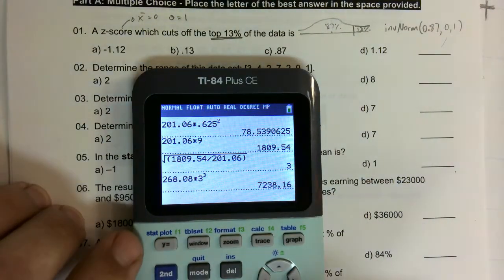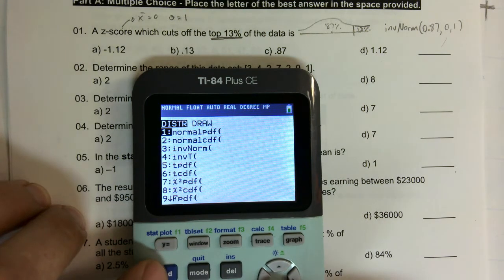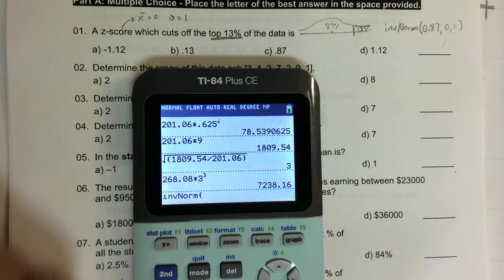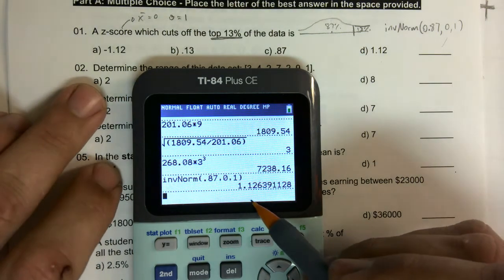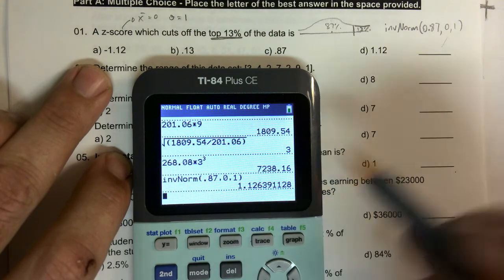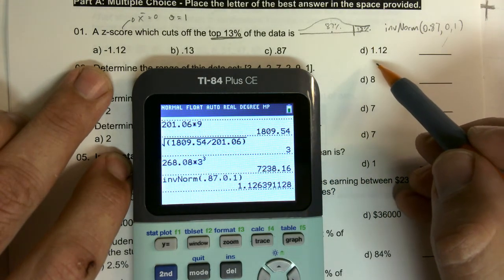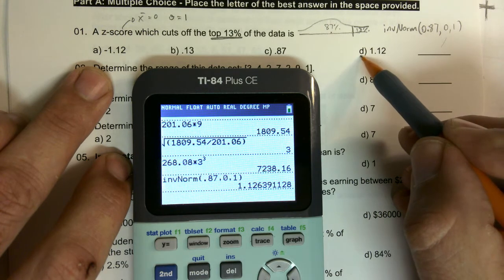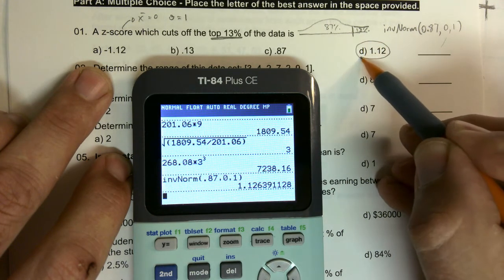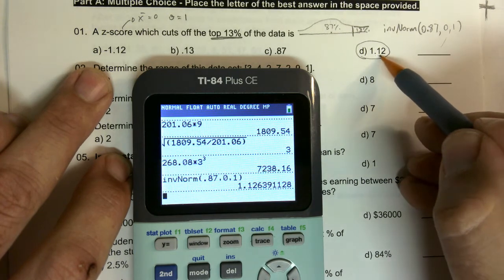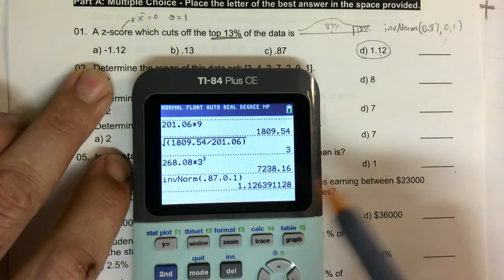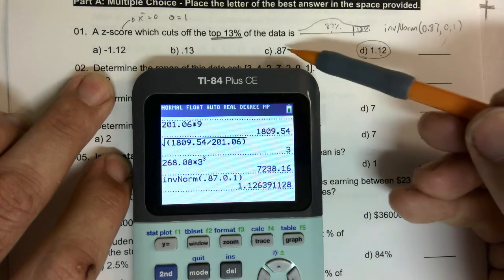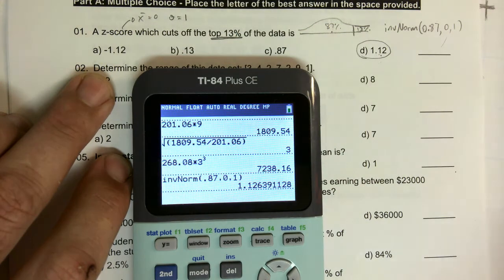So let's go ahead and how do we get that again? Second vars, inverse norm, and we just type in 0.87, 0, 1, and it's 1.13 or 1.12, I guess. I guess the answer key needs to be updated. So this would be the answer you would pick, right? 1.12. Because it's the closest one available to us. And notice that it gave you 0.87, 0.13 there just to throw you off.